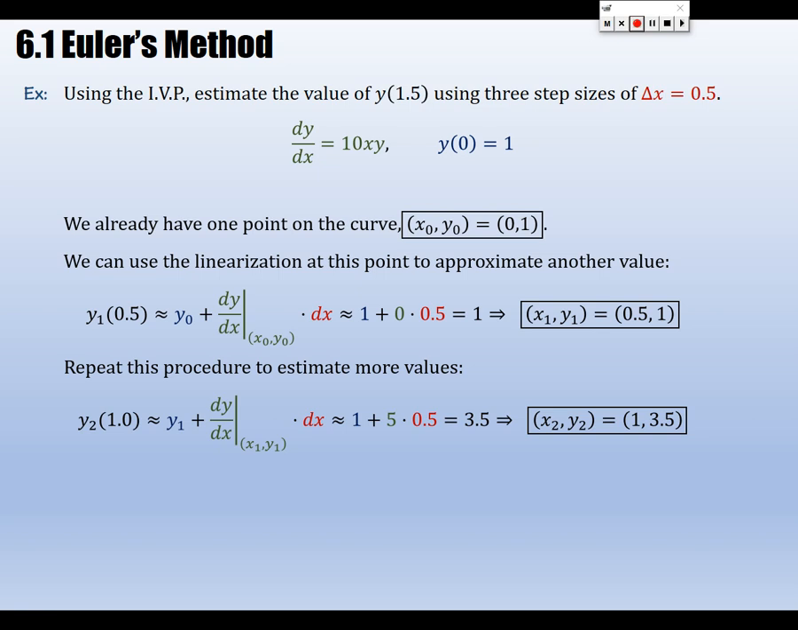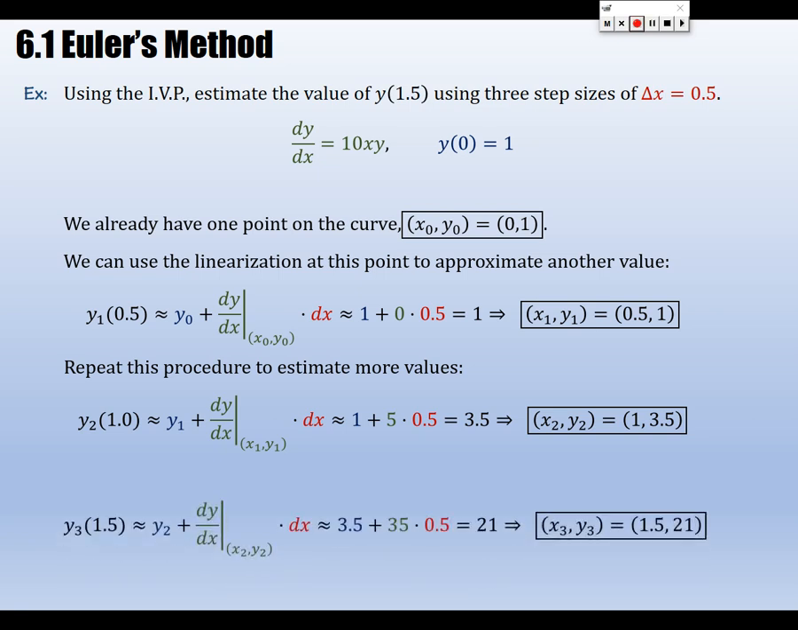Y value in blue plus slope in green times change in x in red. Every time. Use the previous result. Let's do it again. And notice that this finally, now doing it a third time, answers the question that was given. The question, let's go back and look, asked us to find what is the y value when x is 1.5?